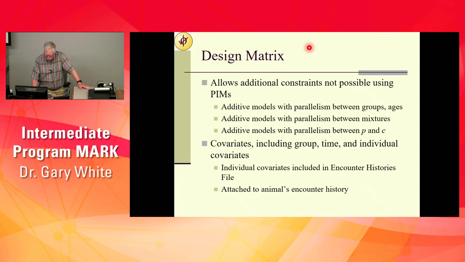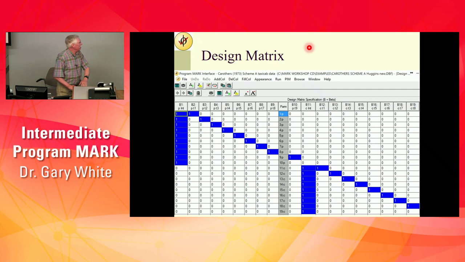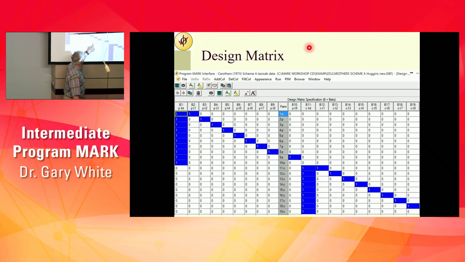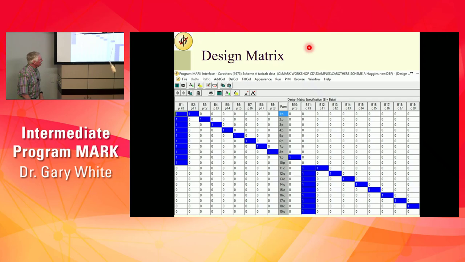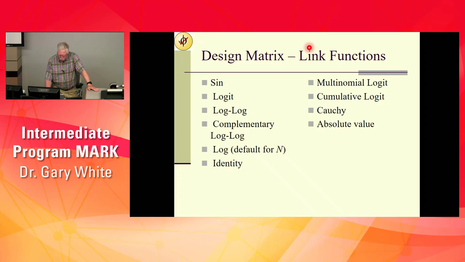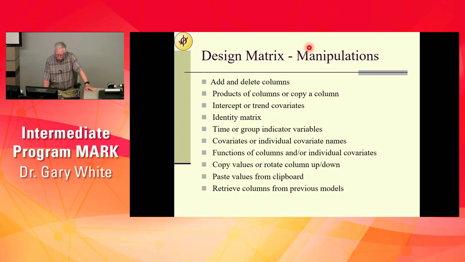And here's what a design matrix might look like if you had your p's with a time effect, with the last one being all zeros, and then here's your c's with a time effect. And this is for Huggins. We don't have an N in the likelihood in this case. And you know about some of the link functions, but in particular, we're probably going to be using a logit, although we don't always have to. We can use a sin in some of these models if you want to trick it. And you know how to manipulate the design matrix, all these things.